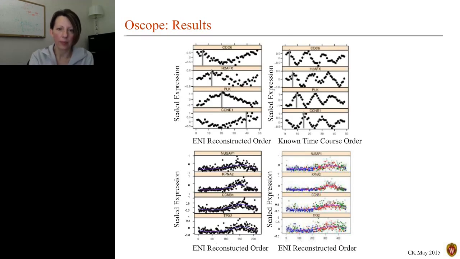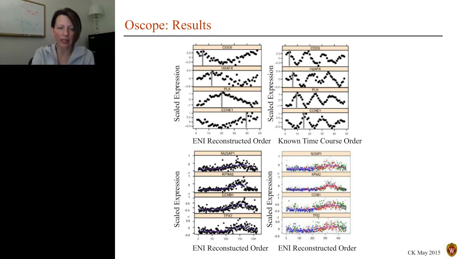And 4 of those genes are shown here. So on the right top panel, we show the known time course order and the actual profiles for each of those 4 genes. And on the left, we show the order recovered by Oscope. You can see these genes are oscillating with similar frequencies. We can recover that. We can also recover the phase shifts pretty well here and here, where it's the highest point in that base cycle that we see for each of these genes.